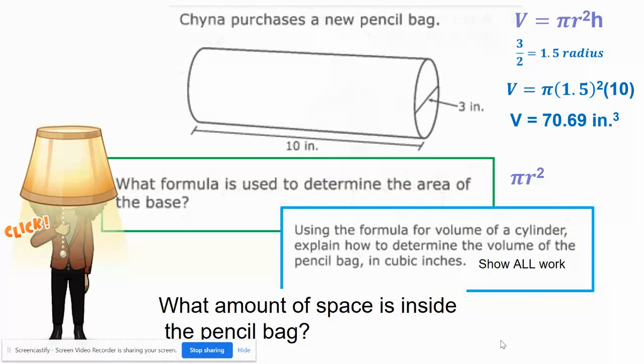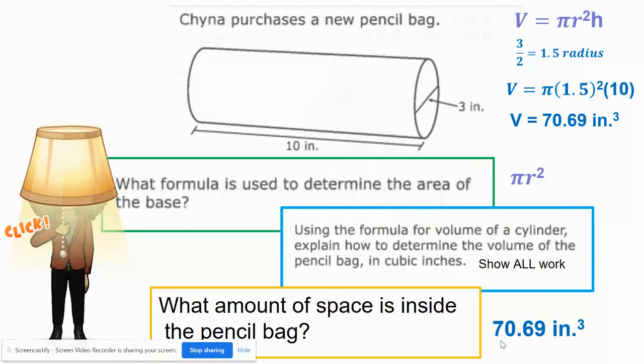So what amount of space is inside the pencil bag? 70.69 in cubic inches. And once again, volume is cubic because it's three-dimensional. It measures length, width, and height.